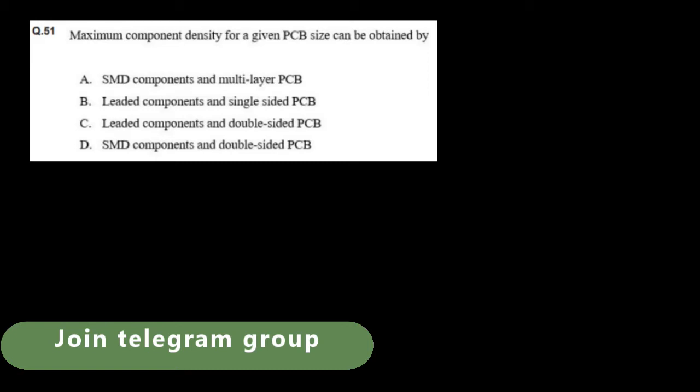Next, question number 51. Maximum component density for a given PCB size can be obtained by? First of all, we have to use the SMD components. And next, we need a multi-layer PCB. So option A, that is SMD components and multi-layer. Multi-layer means not just a 4-layer PCB, but 8-layer, 10-layer, 16-layer, like that.